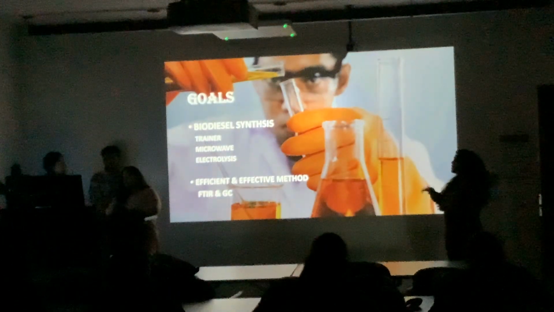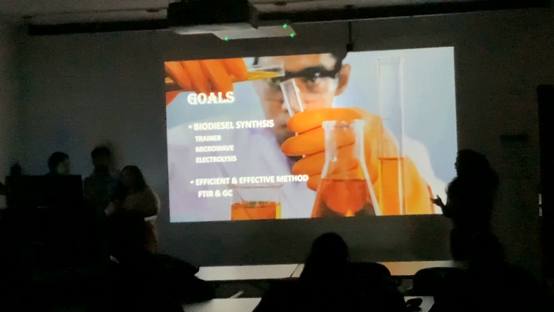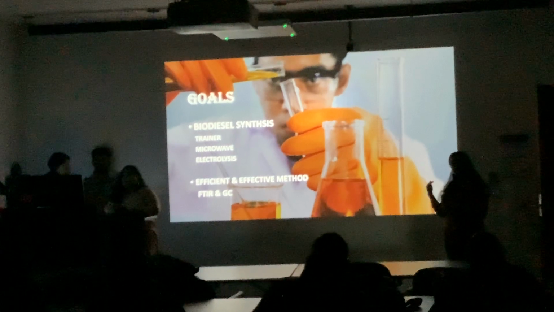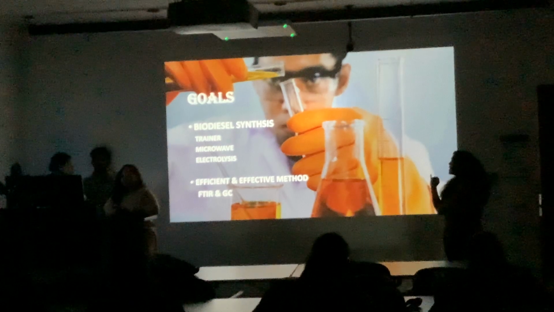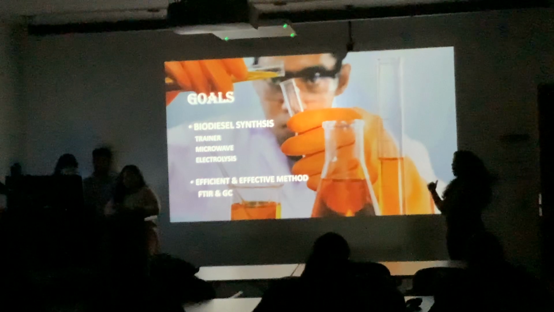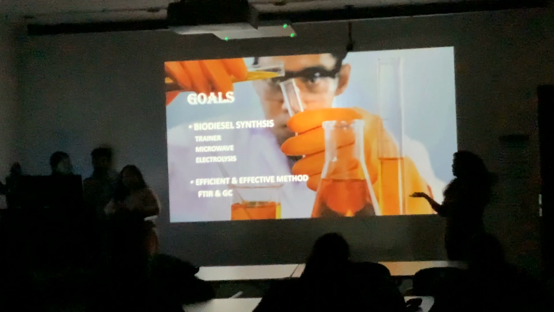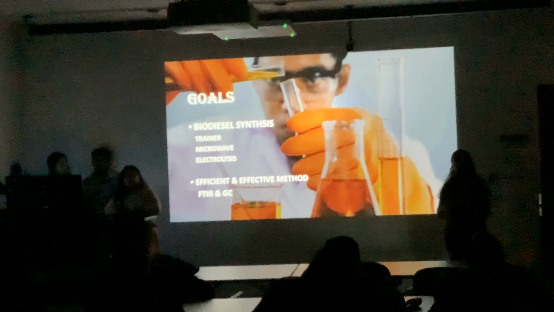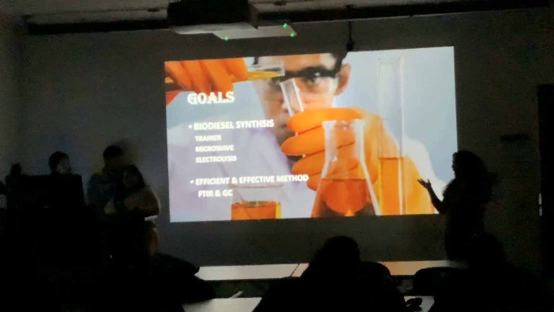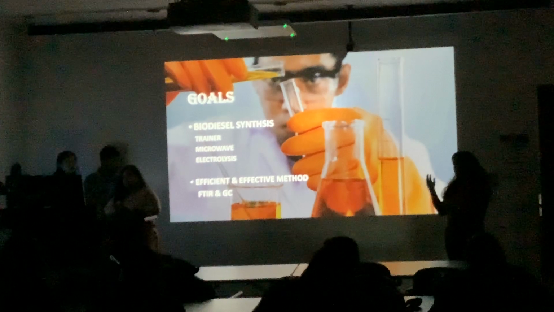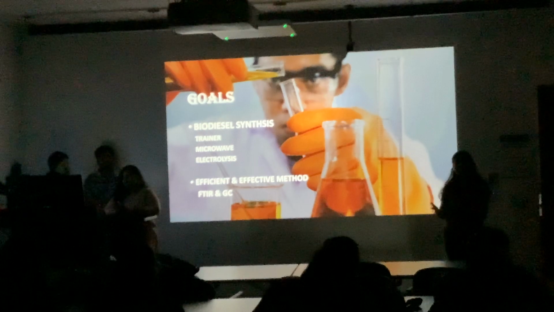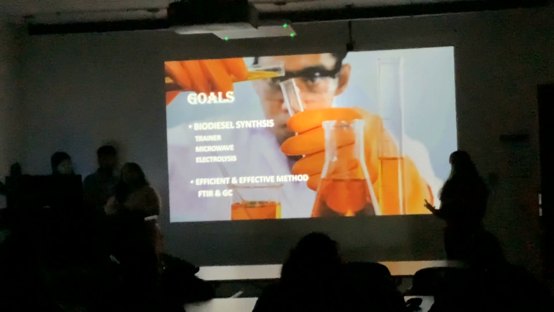So first of all, the goals. Here we produced biodiesel using three different methods: the strainer method, the microwave method, and electrolysis. After comparison and production of the biodiesel, we characterized each biodiesel by FTIR and gas chromatography, to know the efficiency and the quality of the biodiesel.